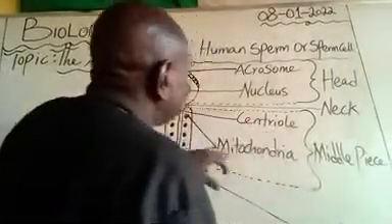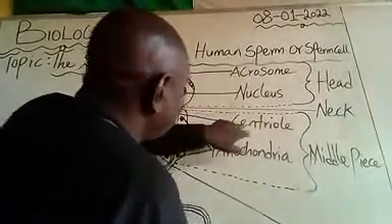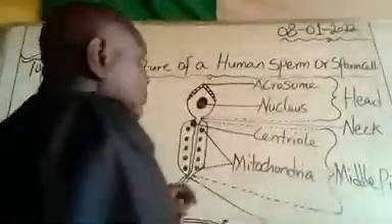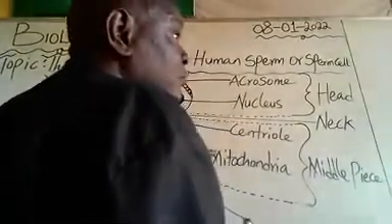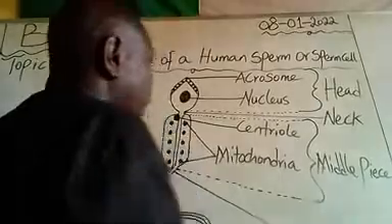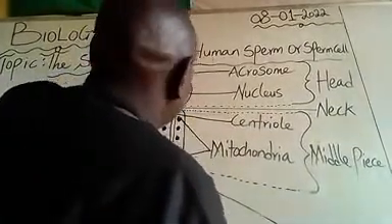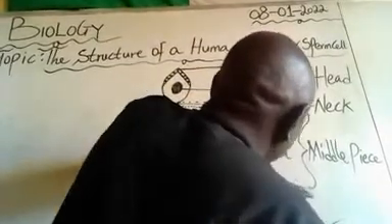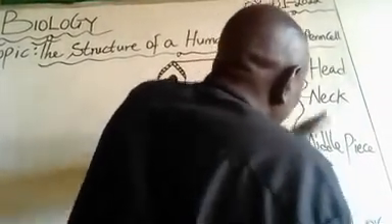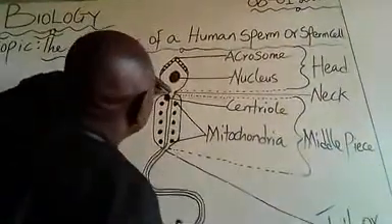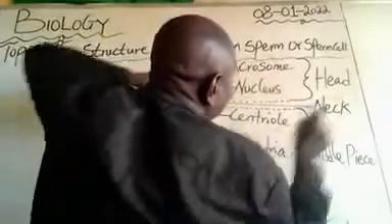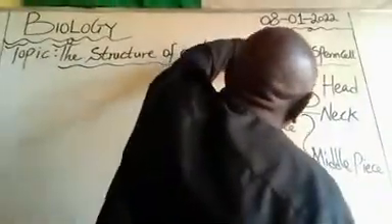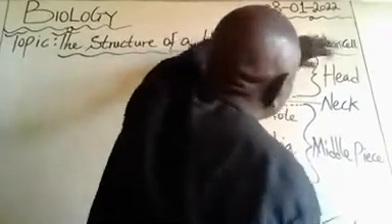We have centriole. It's also here. Centriole is a structure and it helps during mitosis. From here down to this place, we call it middle piece. Here, we call it neck. From here down to this place, we call it head.